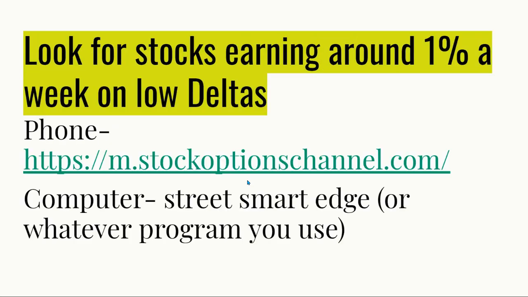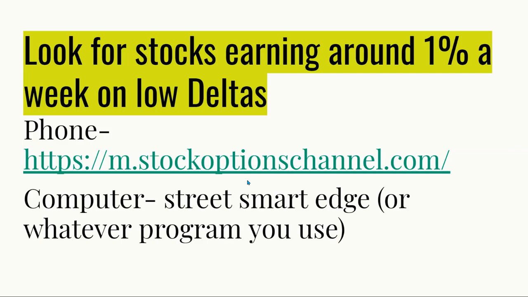Next, I personally look for stocks earning around 1% a week, and that also goes to around 4% a month, on fairly low deltas. Delta shows the probability of success. If you have a low delta, then you have a high probability of that option expiring worthless, and then you would get to keep all the premium. Essentially, you are the casino taking the bets of the roulette wheel.